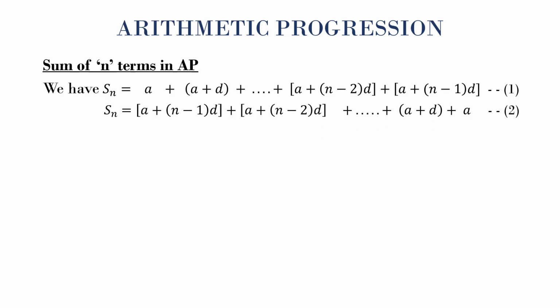Now let us rewrite the terms in reverse order like this. So we can write Sn equal to A plus n minus 1 into D, which is the last term in the first equation, plus A plus n minus 2 into D, plus and so on, plus A plus D and A at the end. So this is the second equation. So the second equation is just the reversal of the first equation.